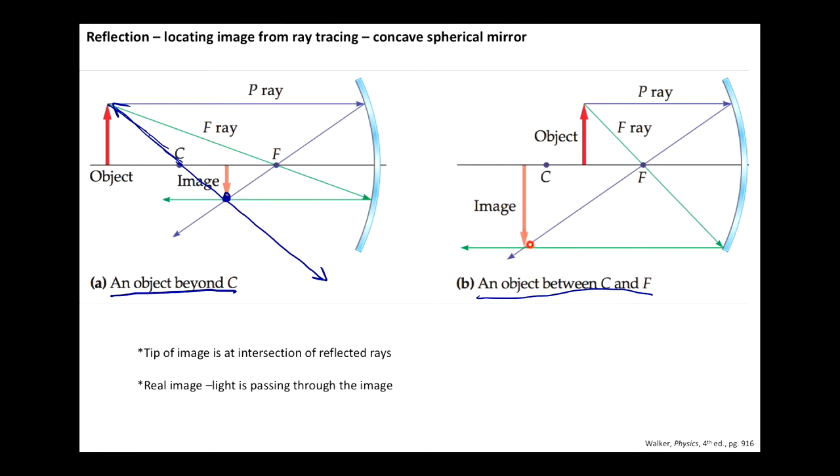Those two by themselves still converge at a point, which tells me where the image is. Notice this time, it's once again a real image because real light rays are passing through that point. It's upside down or inverted, and it's larger than the object itself. But I could put a piece of paper back at this location and see a bigger version, albeit upside down, of the object itself. Okay? Are we good with these two cases? Yeah.